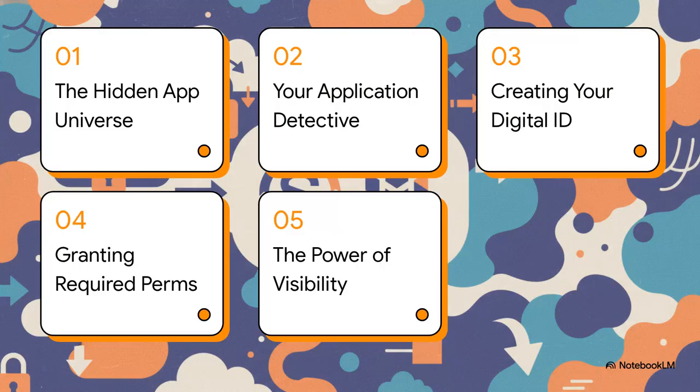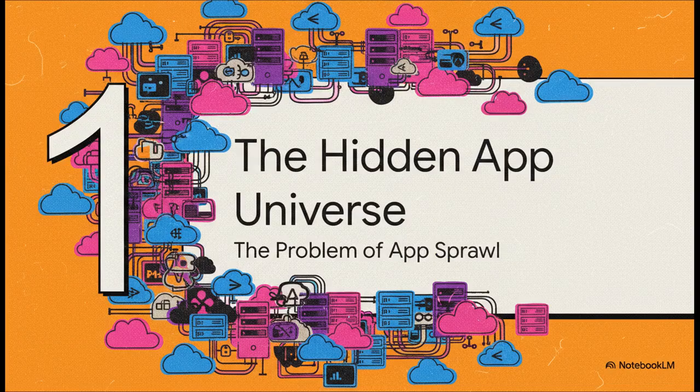So here's our game plan. We'll kick things off with the problem, this hidden app universe. Then we'll meet our application detective. After that, we'll walk through creating its digital ID and giving it the right permissions. And finally, we'll see exactly what the power of visibility really means for you. So, let's dive right into Section 1, the hidden app universe.